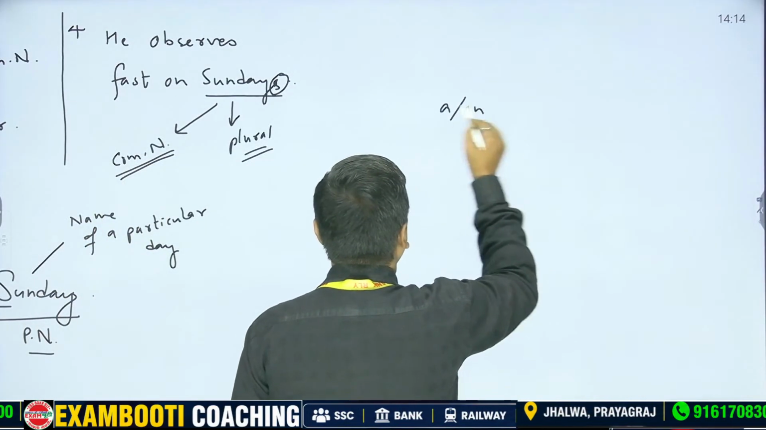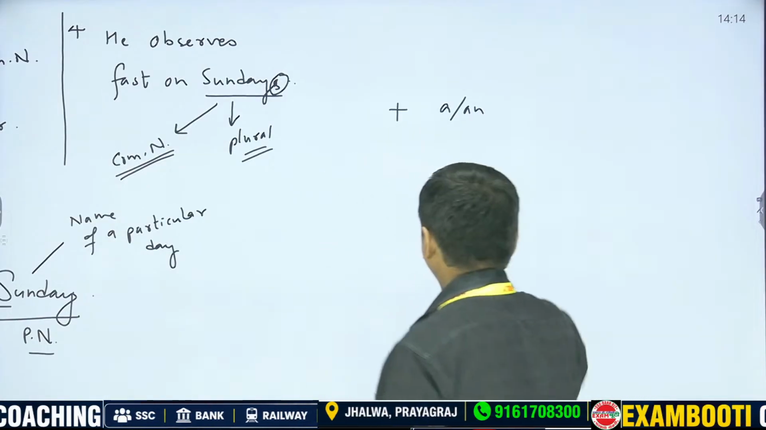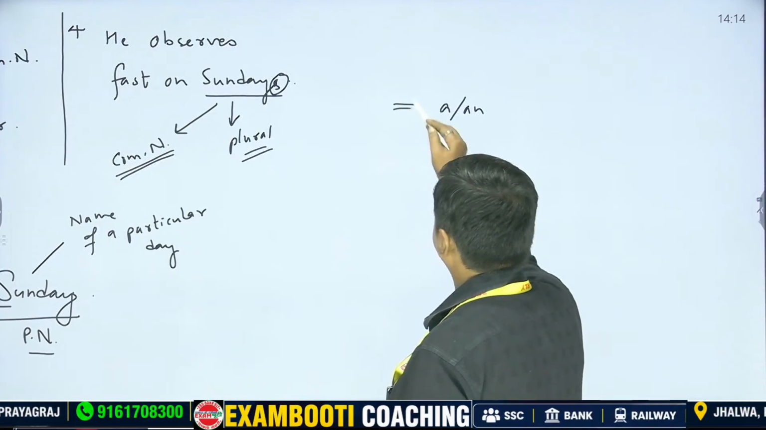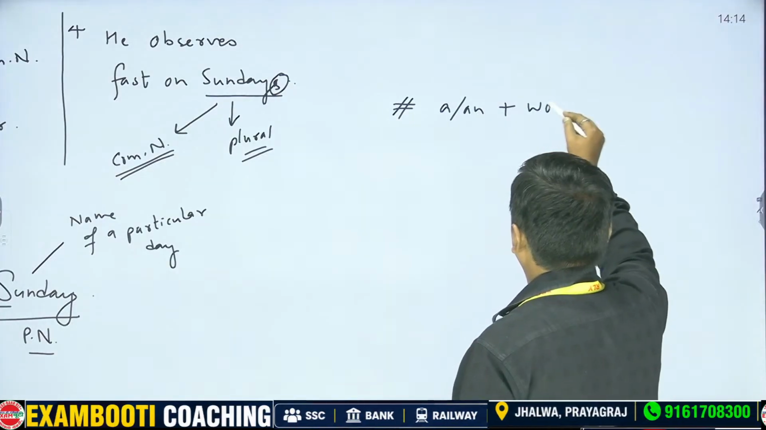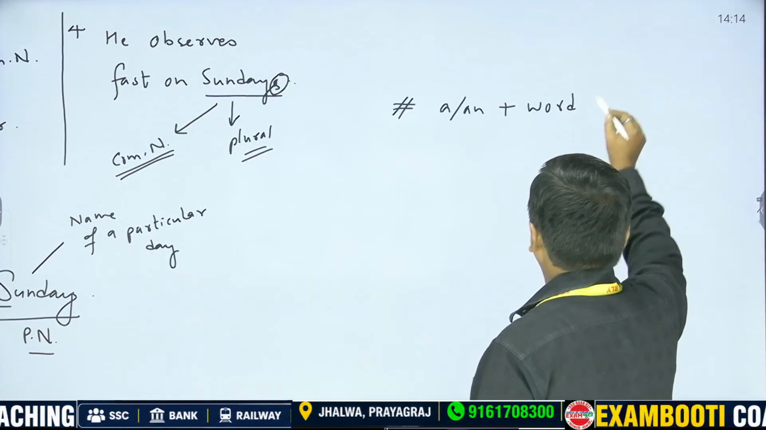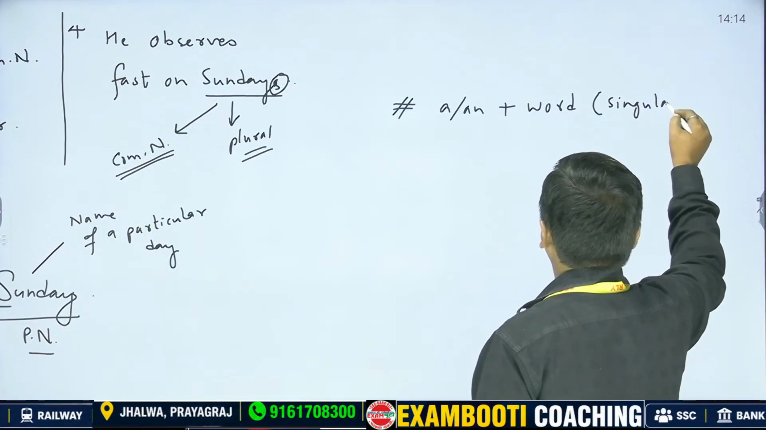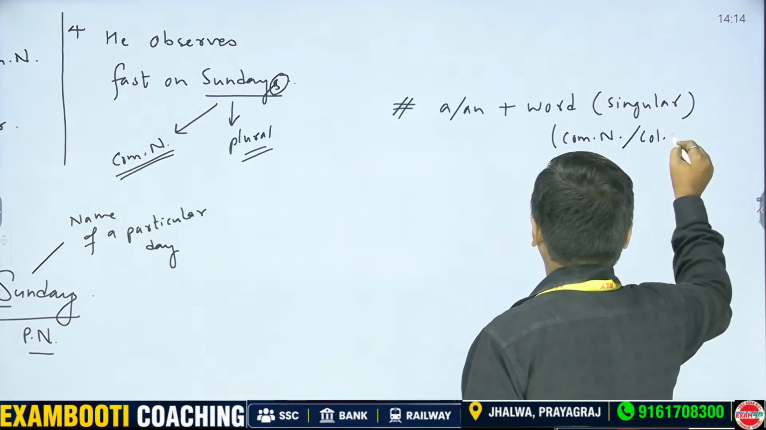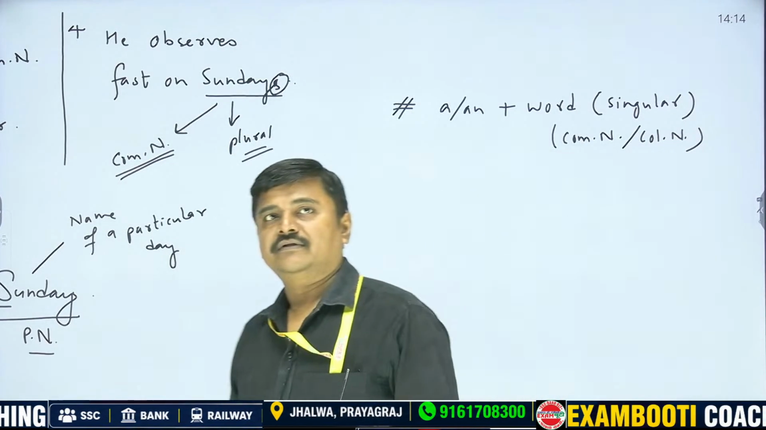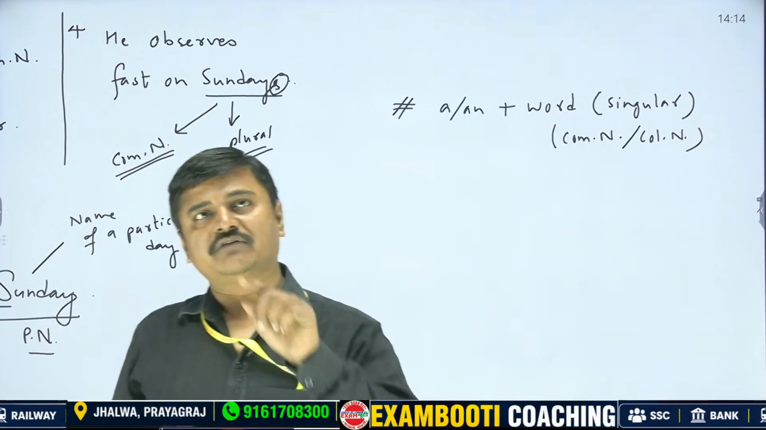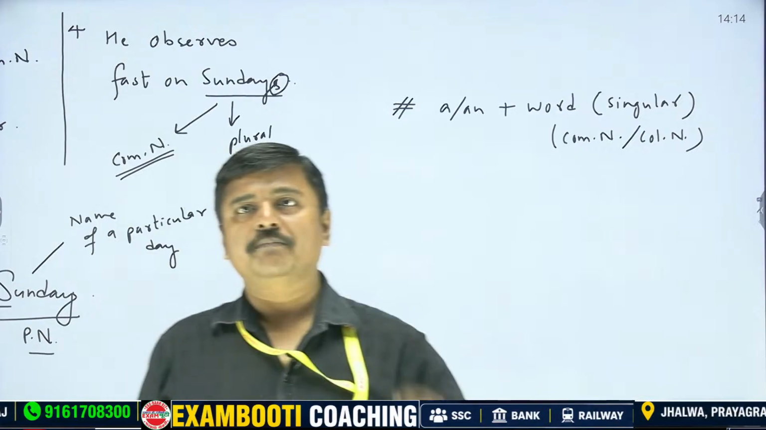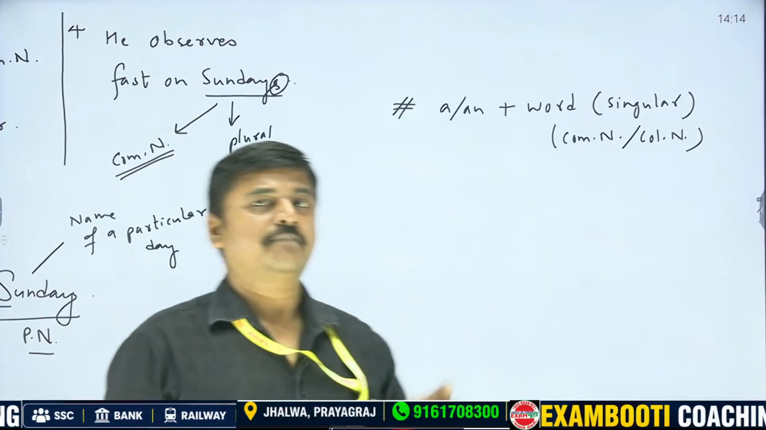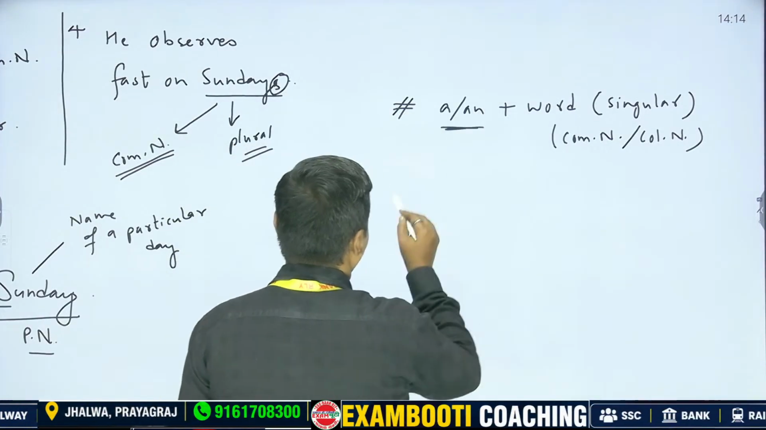Whenever you see a or an before a word, and the word is obviously singular, this will be a common noun or a collective noun. The word cannot be a material noun, an abstract noun, or a proper noun if there is a or an.